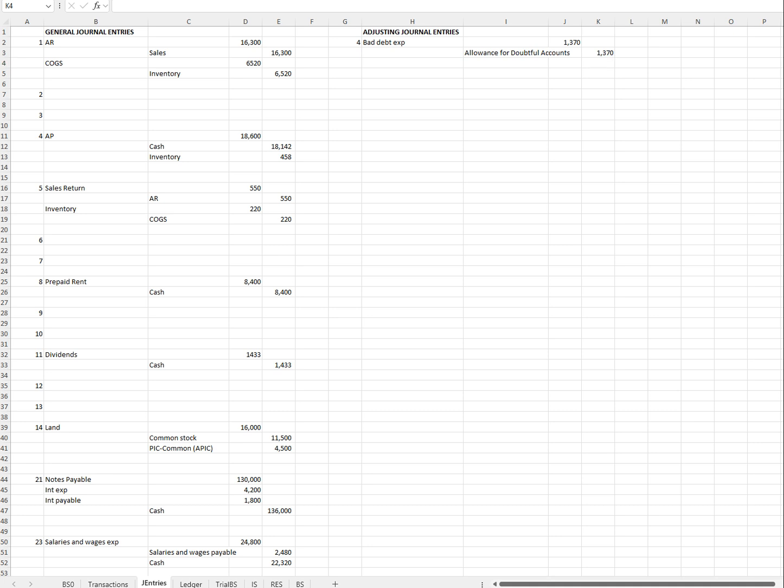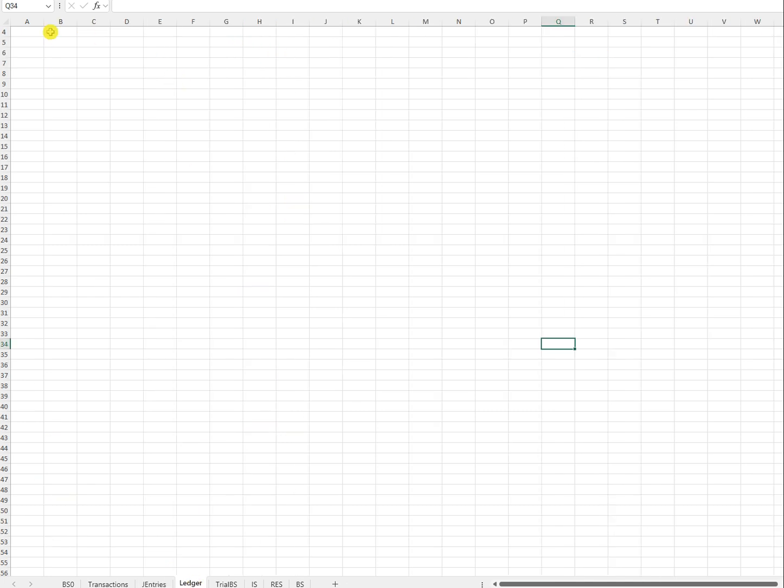So next, which is very important, we're going to post journal entries to the ledger. A ledger is a book holding all the accounts. Some of the accounts have many increases and many decreases, and we want to have a clear ending balance for those accounts, which will be used for the next step.